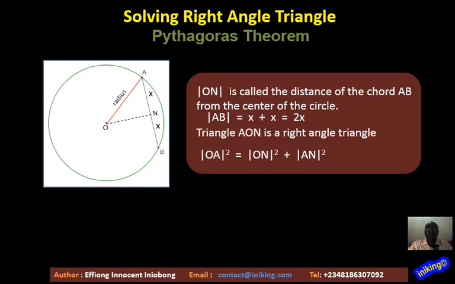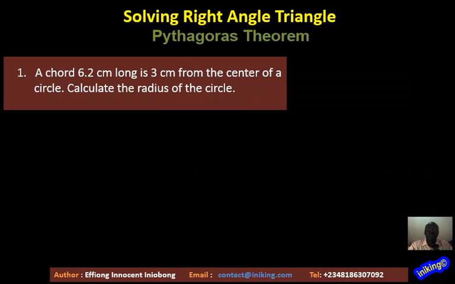That's the conclusion there. We have triangle OAN, a right angle triangle. That's our right angle. Remember that this line is perpendicular. That's the right angle. So we have the square of the hypotenuse. The hypotenuse is OA. Square of the hypotenuse equals the sum of the squares of the other two sides, ON and AN. So let's now address the two questions we have at hand. The first one states that the chord 6.2 centimeters long is 3 centimeters from the center of a circle.